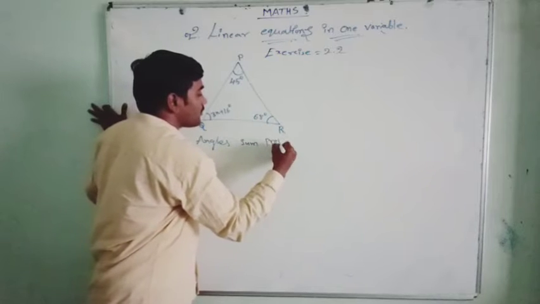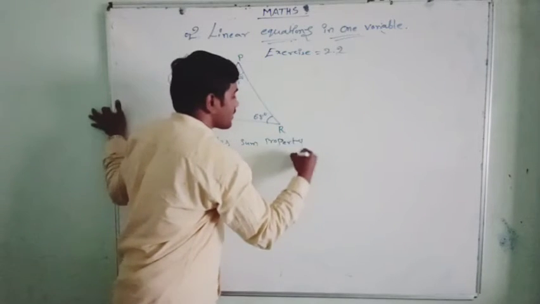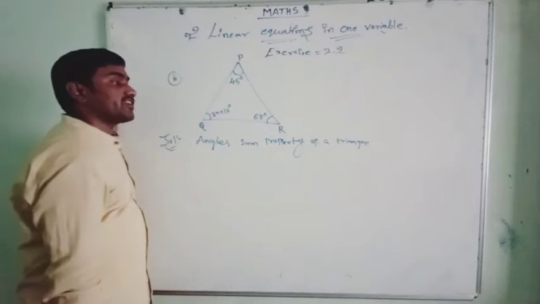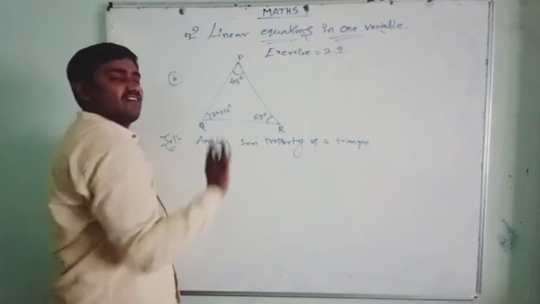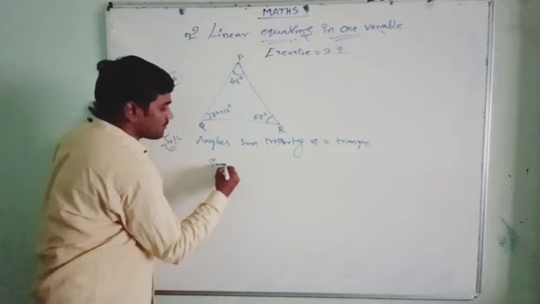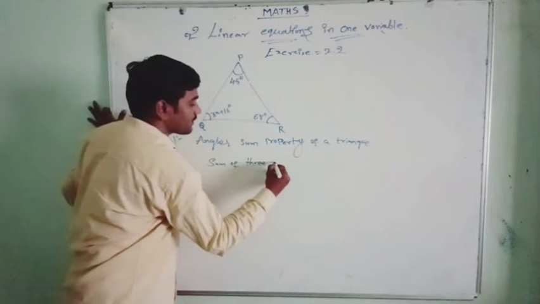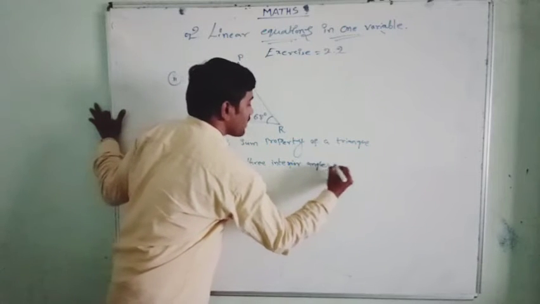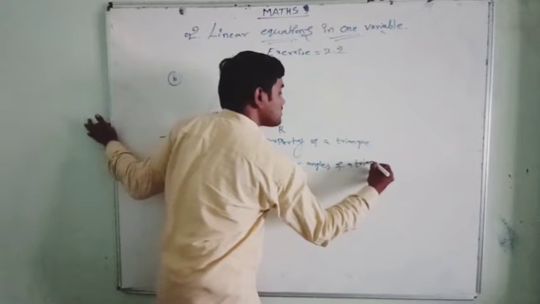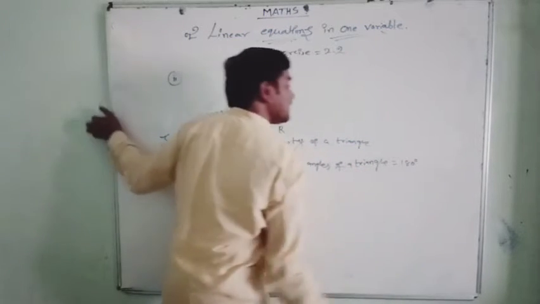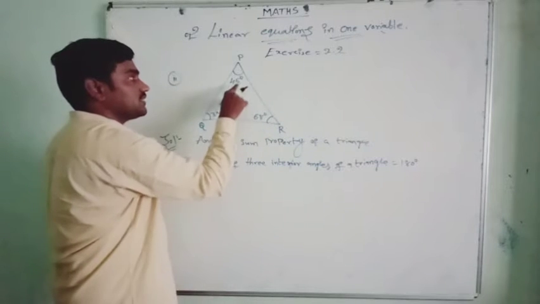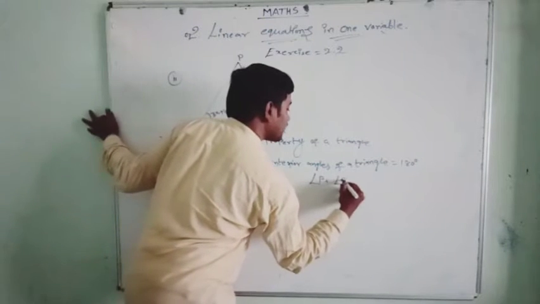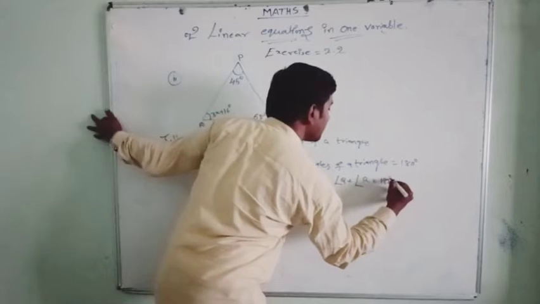By using the angle sum property of a triangle, the sum of three interior angles of a triangle is equal to 180 degrees. So what are the three interior angles here? Angle P plus angle Q plus angle R. Let us substitute that. Angle P plus angle Q plus angle R equal to 180 degrees in the given triangle.